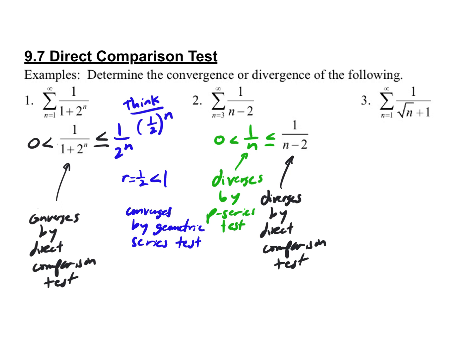Okay? Now, first thoughts on number 3. What are we going to compare it to? What do you think? 1 over n to the 1/2, okay? I would agree. 1 over n to the 1/2. Is 1 over n to the 1/2 bigger or smaller than this? It's one of those. Bigger or smaller? Okay, I'm going to write this down. 1 over n to the 1/2.